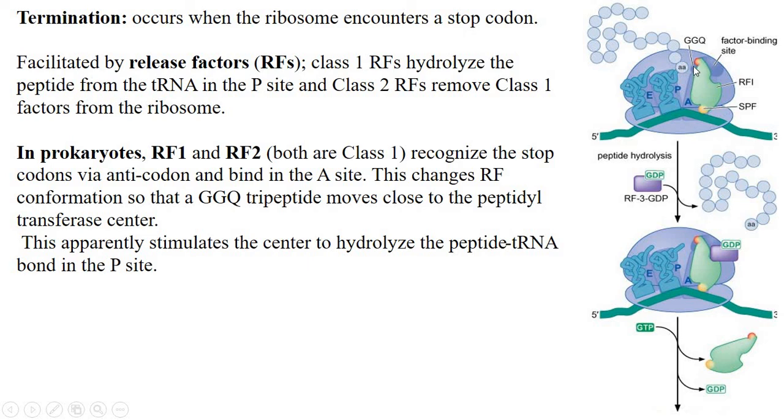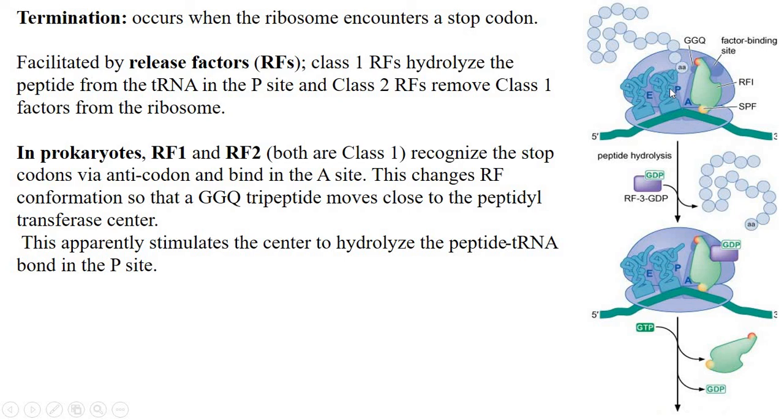Here it moves, and this moving of the GGQ brings it close to the peptidyl transferase center. The peptidyl transferase center is the center that will usually make the peptide bond, peptide formation between two amino acids. But since there is no amino acid, there's not going to be a peptide bond. But it stimulates the center to hydrolyze the peptidyl tRNA, which is bound in this P site.